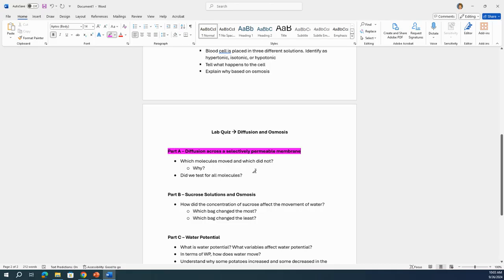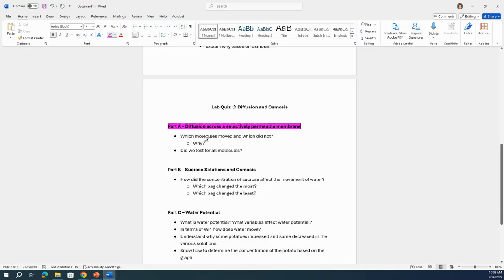And so what you're going to do is you need to understand, first of all, what is selective permeability? Was the membrane selectively permeable? The answer is yes, it was. And the reason why is because some molecules did move through the bag and some molecules did not move through the bag. So you need to understand which molecules moved and which ones did not.